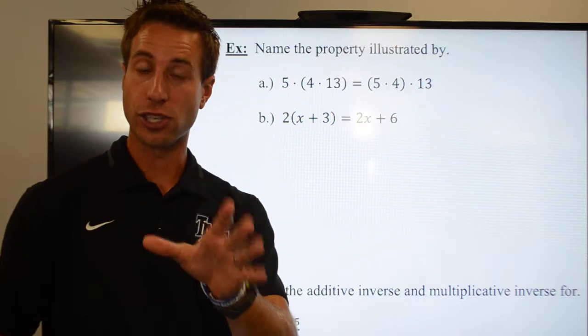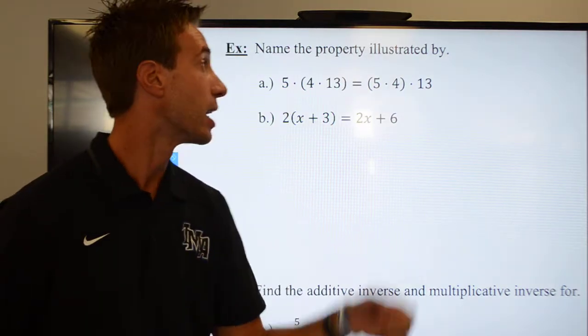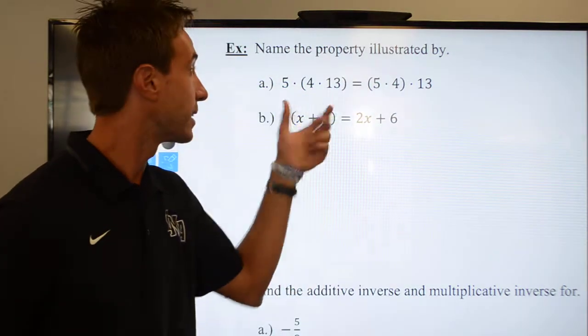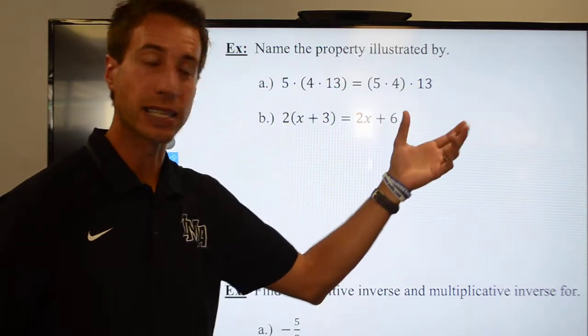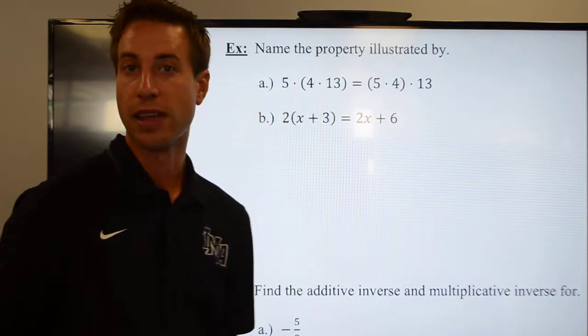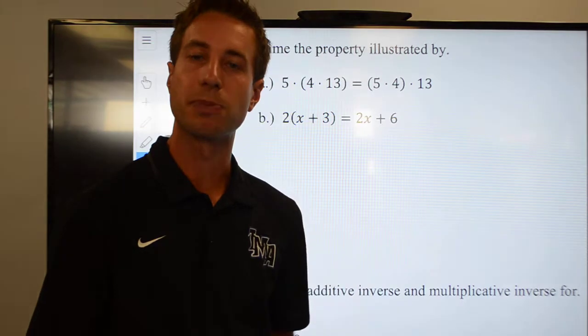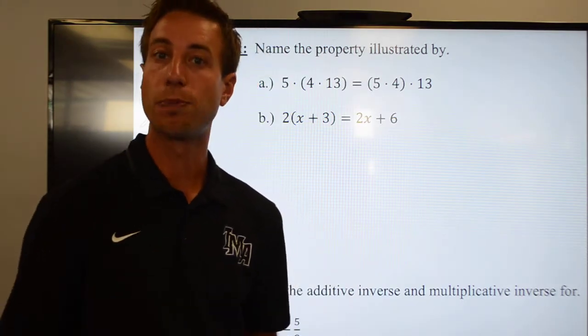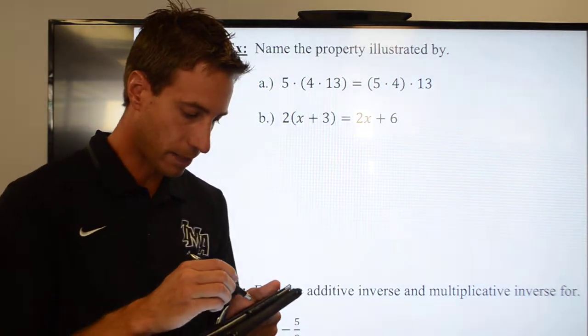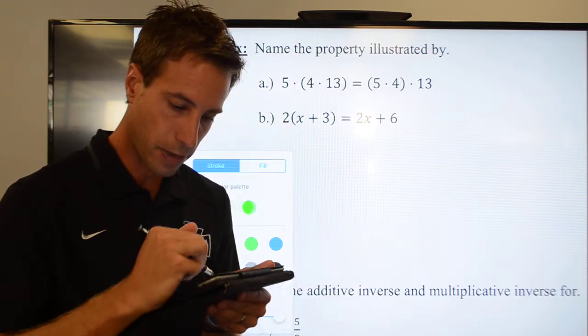What has changed is not the order. What has changed is the grouping. On the right-hand side, the 4 and the 13 are together. On the left-hand side, it's the 5 and the 4 that have been grouped together. And we know from the previous page that the property that deals with grouping is the associative property. So you should have, for this one, associative.